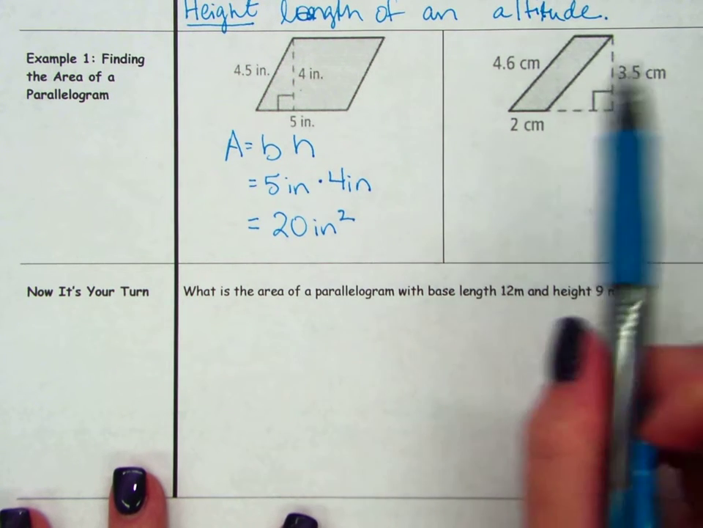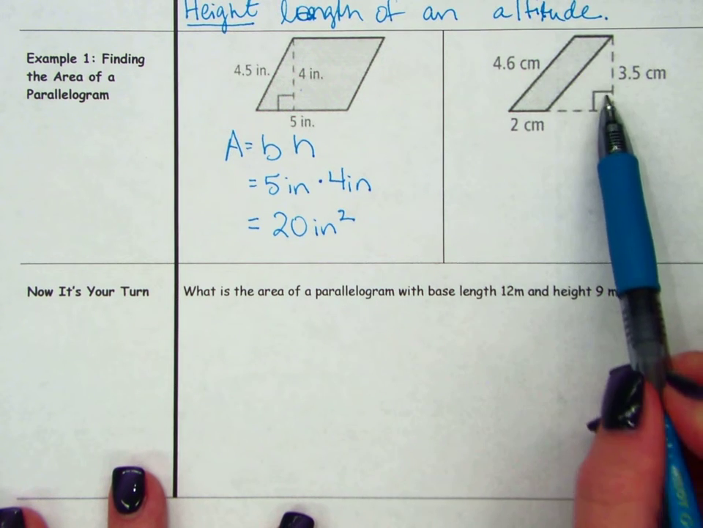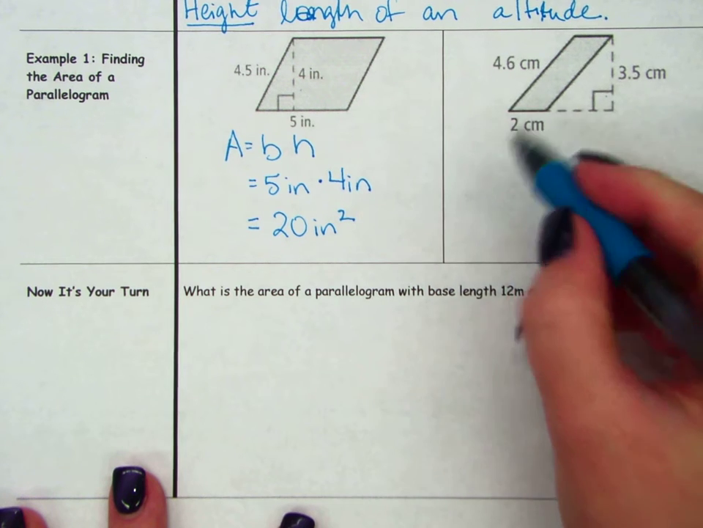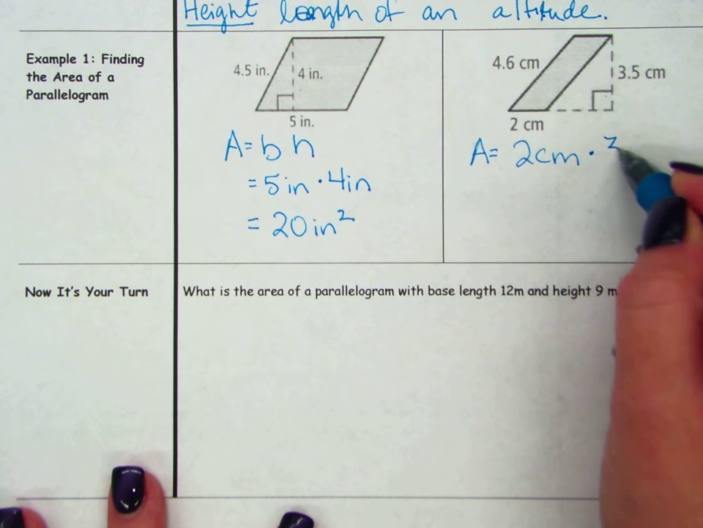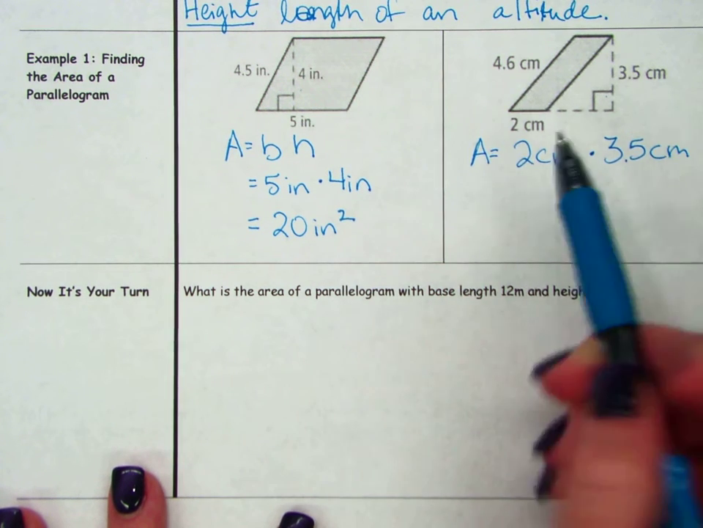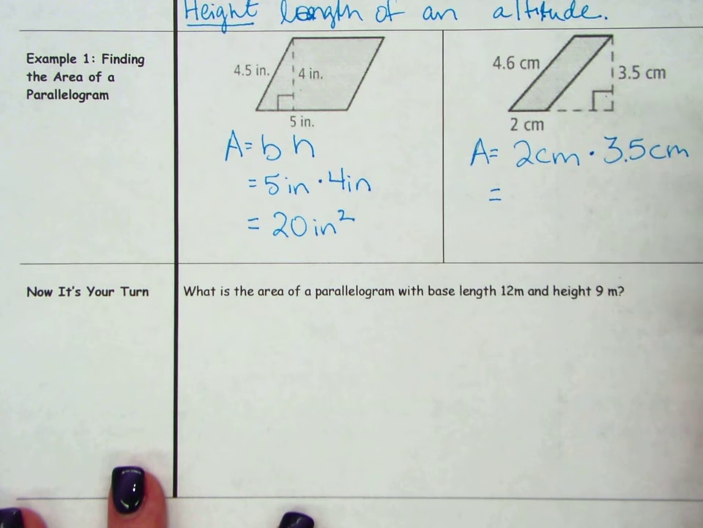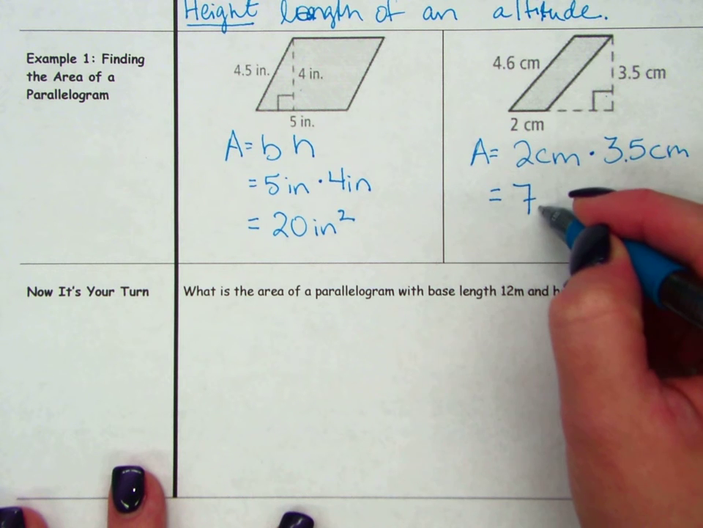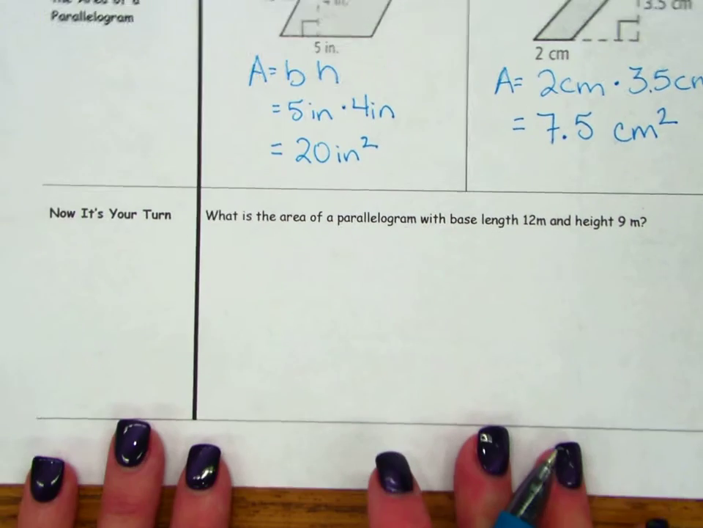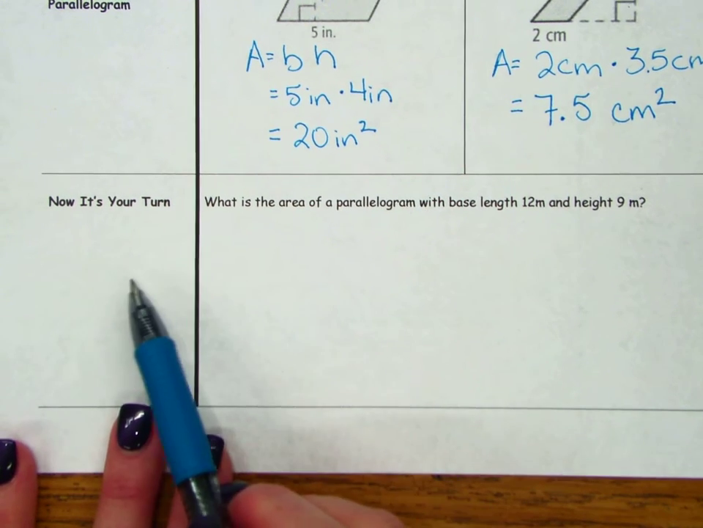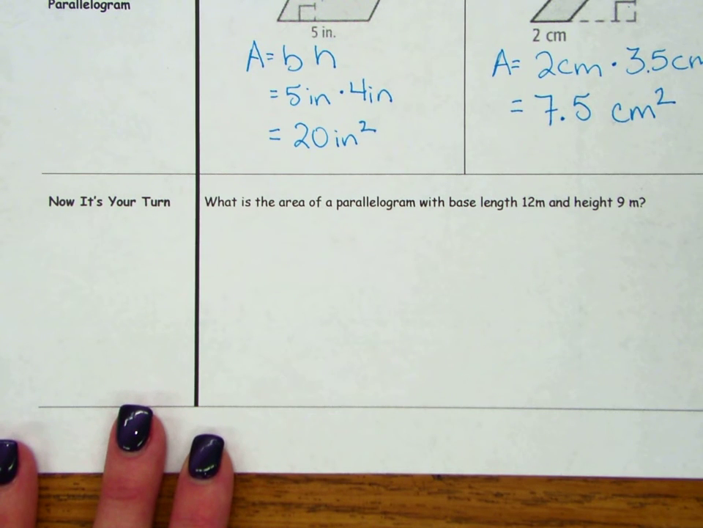All right, so looking at the next one, I have a parallelogram. I've got a side length of 4.6, a base of 2 centimeters, and a height of 3.5 centimeters. So the base that I'm going to use for my area is going to be 2 centimeters because the height that goes along with it is 3.5 centimeters. We do not know the height that goes along with this 4.6 centimeter side length. So when I multiply 2 times 3.5, I get 7.5 centimeters squared for my area. Now go ahead and try the next one that says, now it's your turn, and then input your answer into the multiple choice blank.